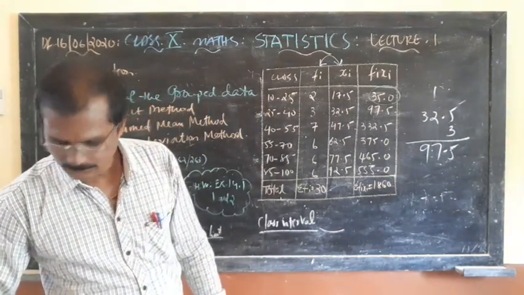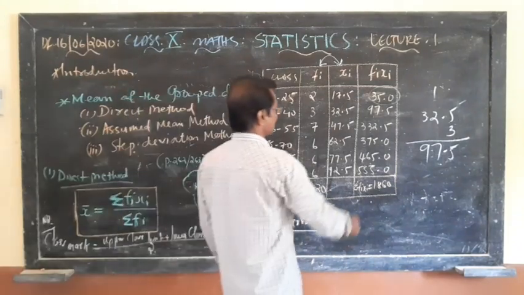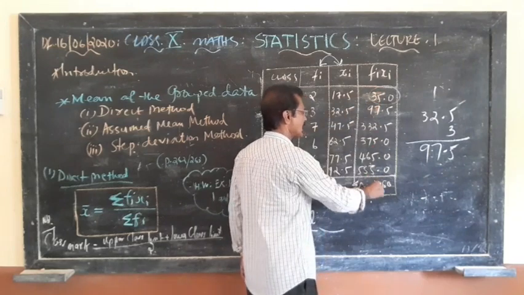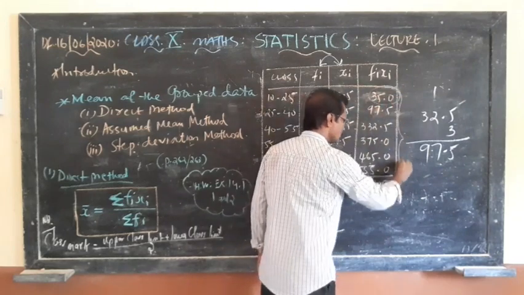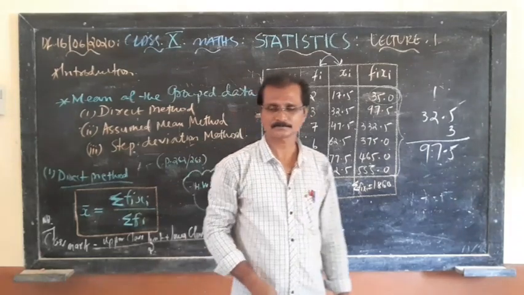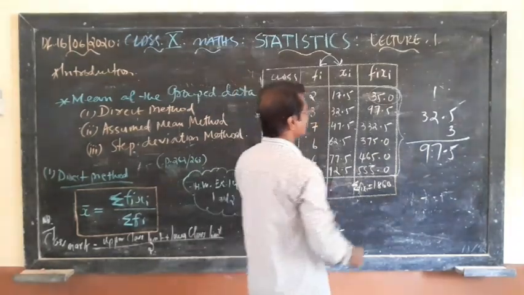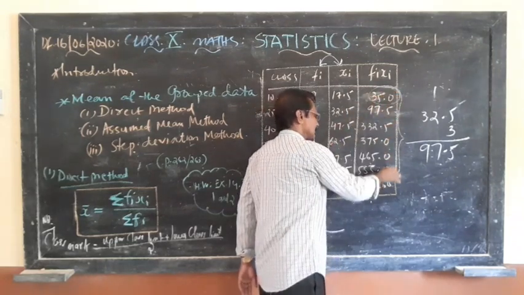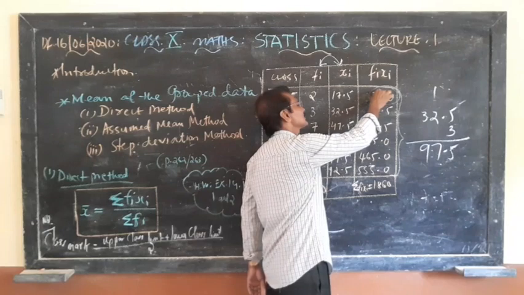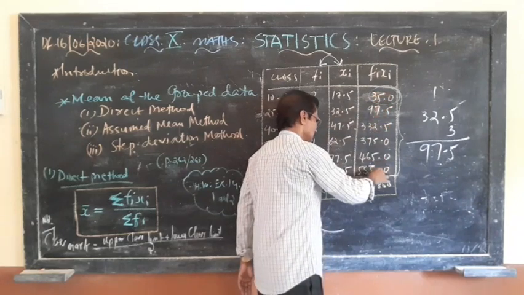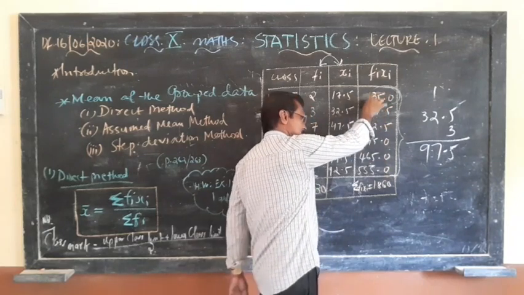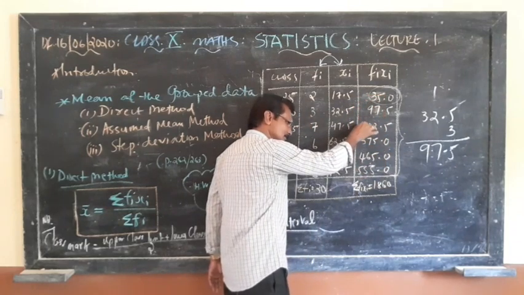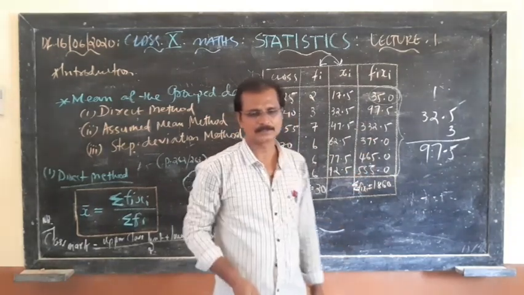Now we'll move to the most important one, sigma fi xi. That means you need to add all these numbers. Okay, so when you are writing, be careful. All the decimal numbers are just below each other. All the ones position numbers are below the ones position numbers. All the tens position numbers are just below the tens position numbers. All the hundreds position numbers are just below the hundreds position. So that will be nice.